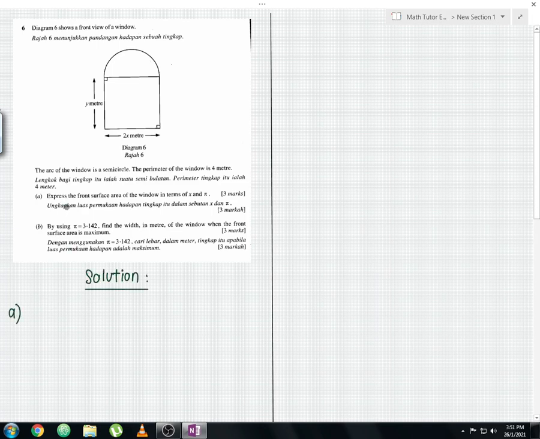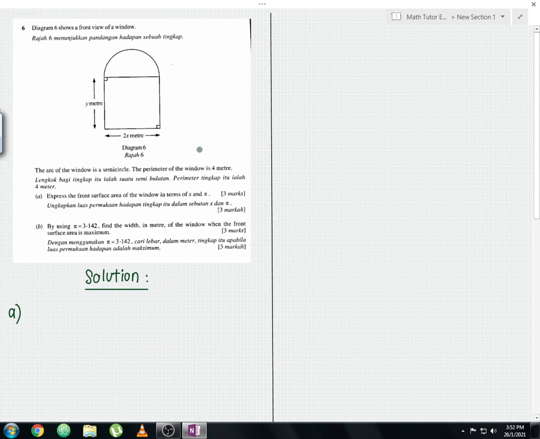Okay, for the question part A, so how are we going to solve this? The first step is we're going to form a relationship for the perimeter. As they already give in the question, the perimeter of the window is 4 meter. So how to find the perimeter of the window? The length of the arc of the semicircle, plus the 3 sides of the rectangle. You add them up, you should get 4 meter. So we're going to form that relationship.